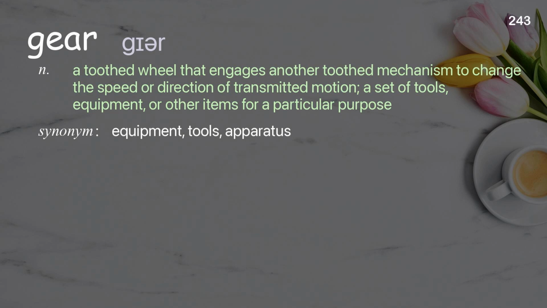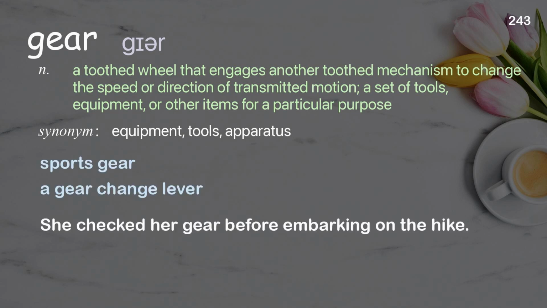Gear. A toothed wheel that engages another toothed mechanism to change the speed or direction of transmitted motion, a set of tools, equipment, or other items for a particular purpose. Examples. Sports gear. A gear change lever. She checked her gear before embarking on the hike.